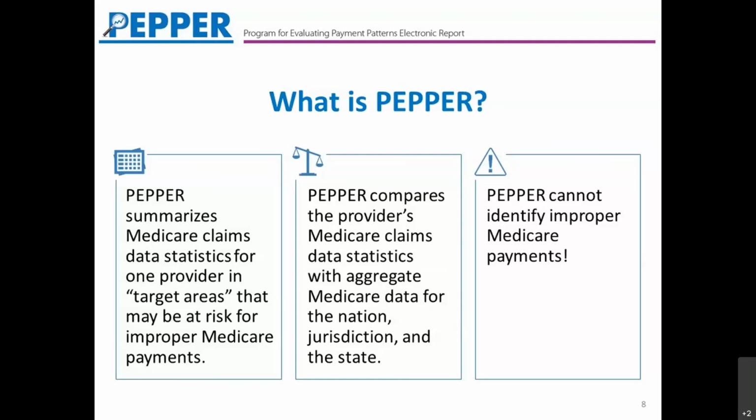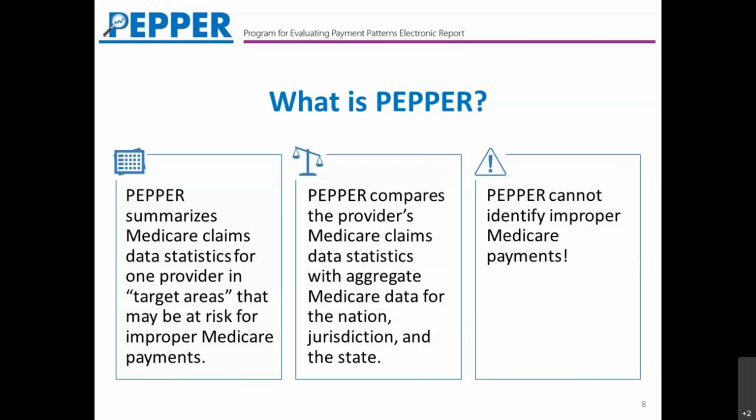The PEPR summarizes your facility's Medicare claims data statistics for these target areas and compares your statistics with aggregate Medicare data of other facilities in 3 comparison groups. These comparison groups are all the hospitals in the nation, all facilities that are in your Medicare Administrative Contractor or MAC jurisdiction, and all facilities that are in the state.